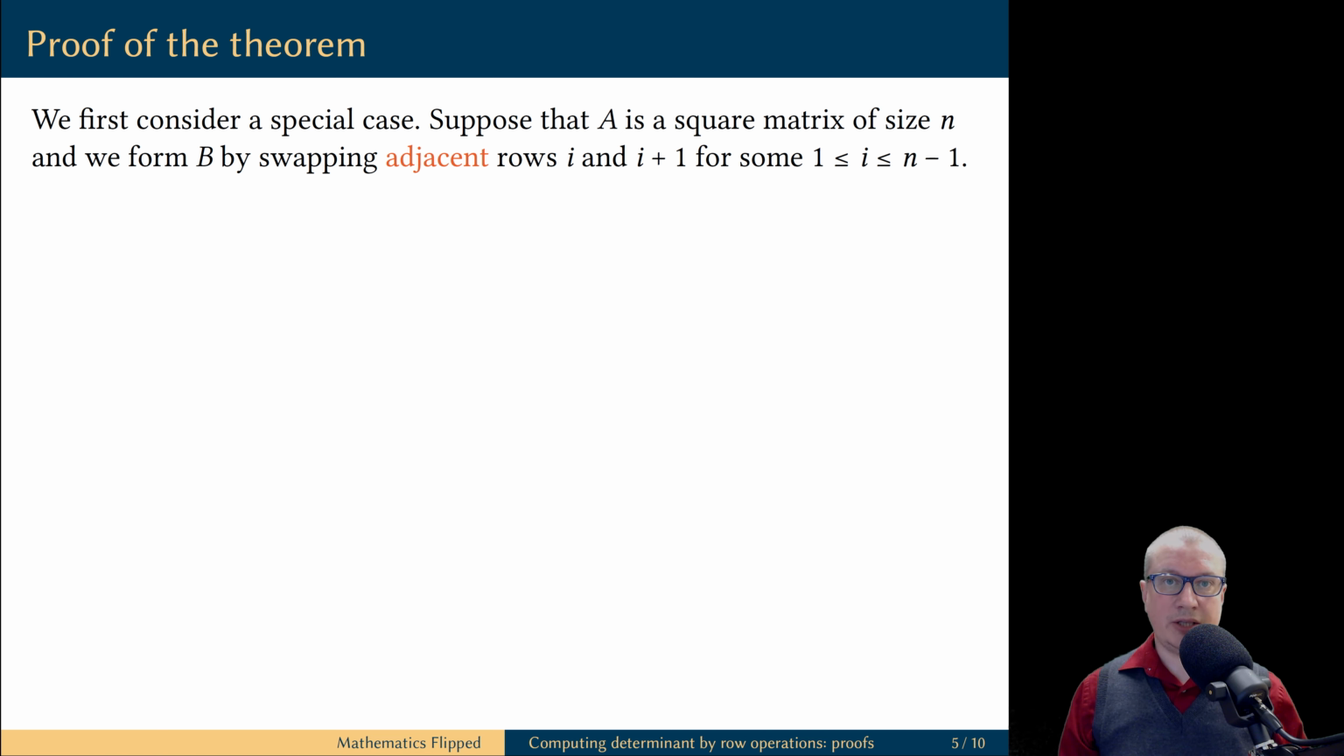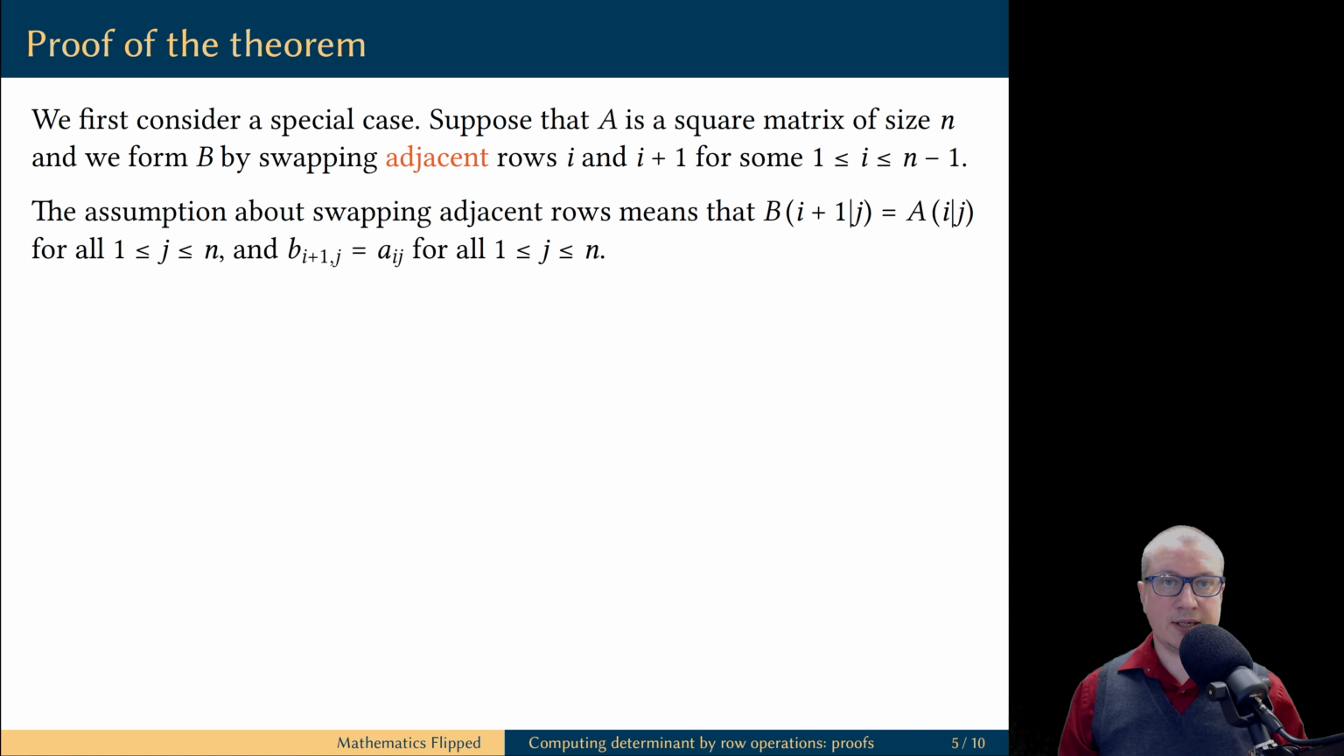Let's suppose that the matrix B is obtained from the matrix A by swapping locations of two adjacent rows, let's say row i and row i plus 1. This assumption means that the submatrix, which is obtained from the matrix B by deleting row i plus 1 and column j, is the same as the submatrix which is obtained from A by deleting row i and column j. It is crucial here that we are swapping two adjacent rows.